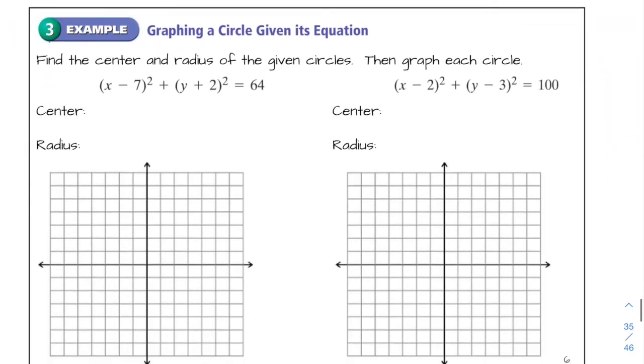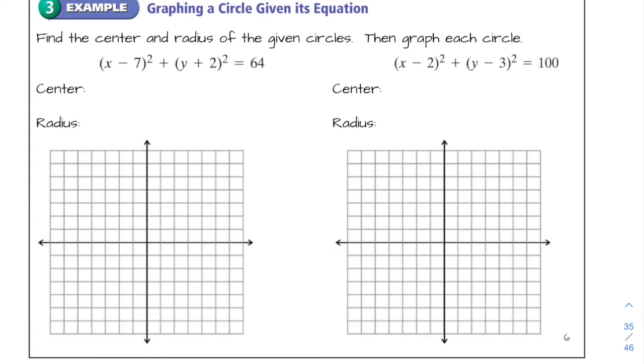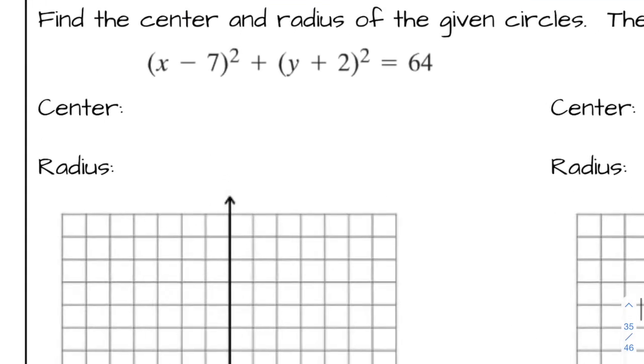All right, the next one: find the center and radius of the given circles, then graph each. So remember, go in the reverse order for these. In this case, your center is going to be (7, -2), because we see a positive 7, so that's your H. H is 7. But remember, this is y minus negative 2. Y minus negative 2 is y plus 2, so that is your K. So you're just going in reverse order. If you see a negative, you make it a positive to go backwards to your center.